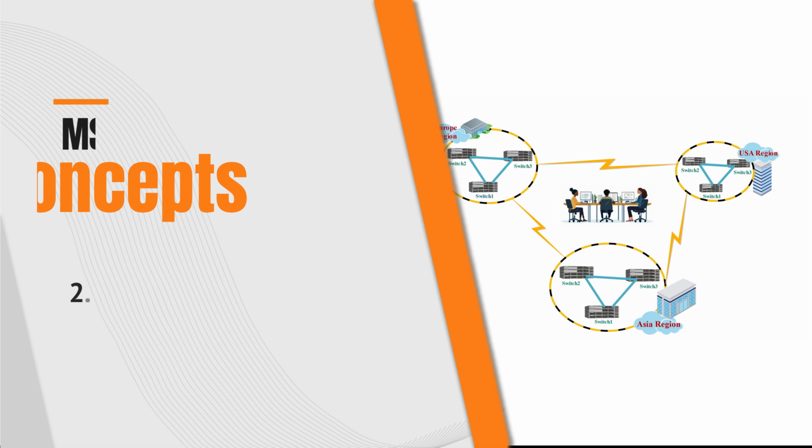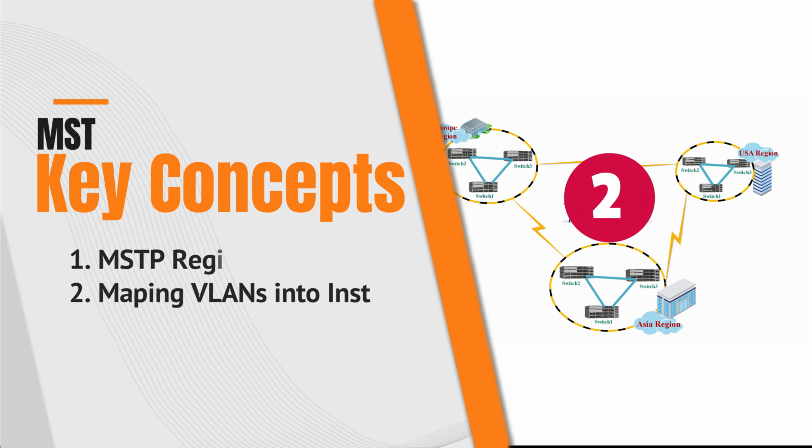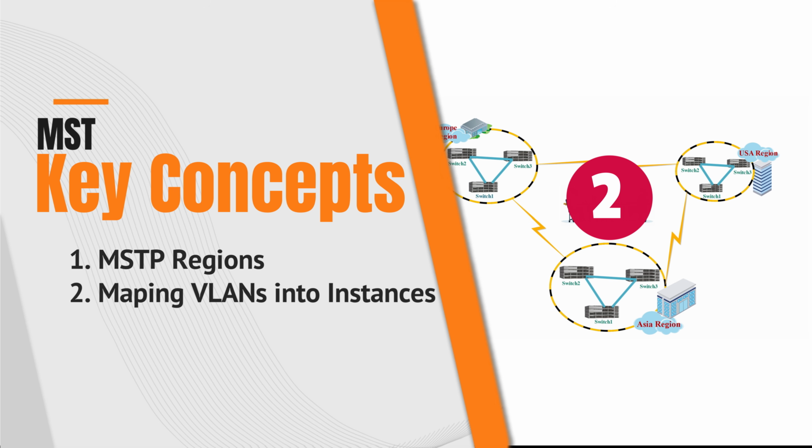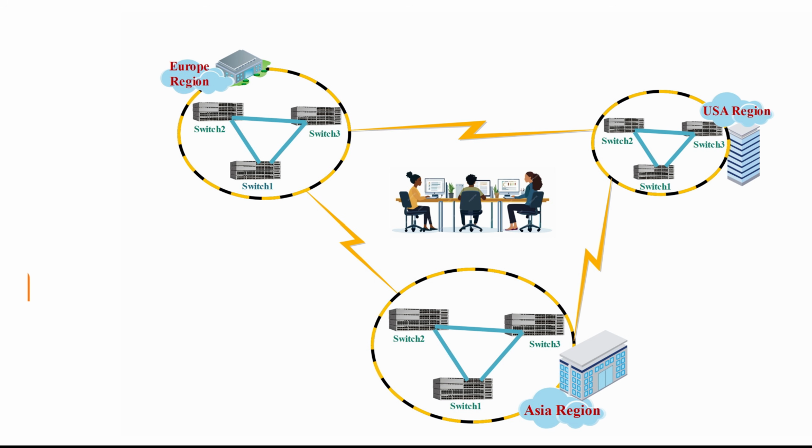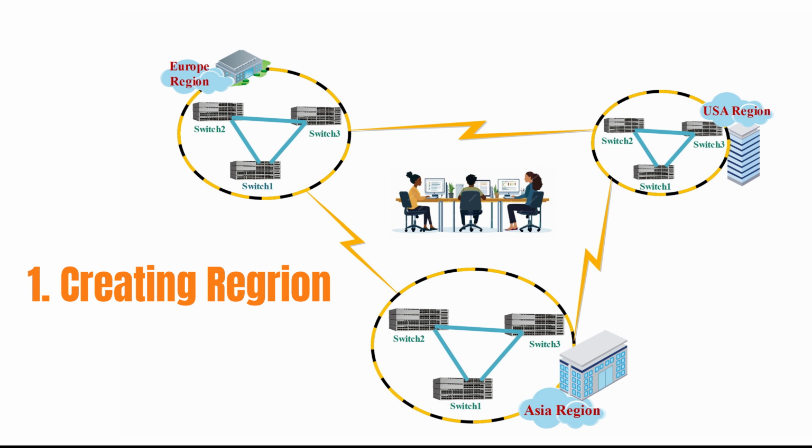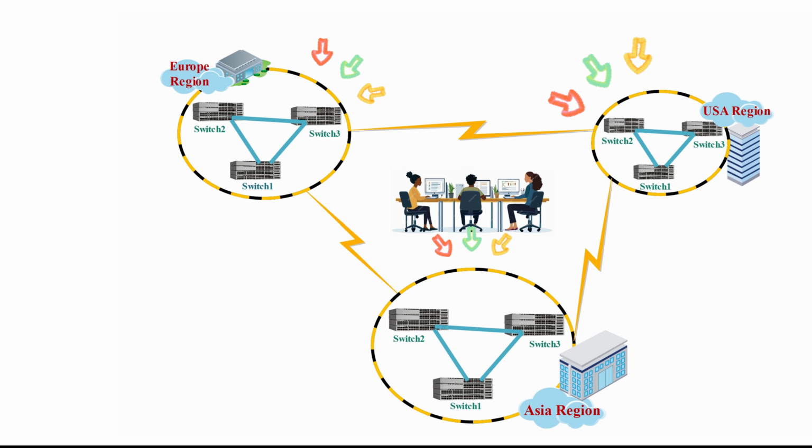We have two key concepts for activating MST. The first is dividing the big network into MSTP regions, and the second is creating or mapping VLANs to MST instances. MST regions: we can divide the network infrastructure into regions, where each region has a number of switches with a number of instances. After we have divided the network infrastructure into regions, each region has the following details.